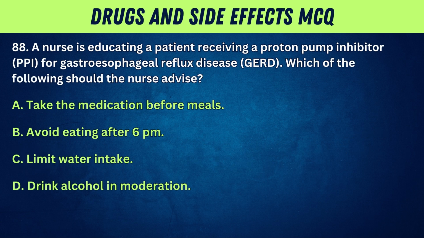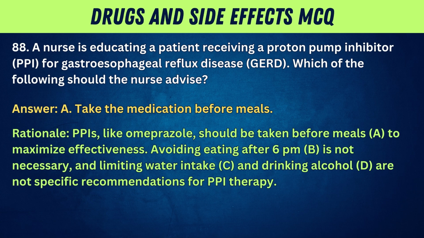88. A nurse is educating a patient receiving a proton pump inhibitor, PPI, for gastroesophageal reflux disease, GERD. Which of the following should the nurse advise? A. Take the medication before meals. B. Avoid eating after 6 p.m. C. Limit water intake. D. Drink alcohol in moderation. Answer: A. Take the medication before meals. Rationale: PPIs like omeprazole should be taken before meals to maximize effectiveness. Avoiding eating after 6 p.m., limiting water intake, and drinking alcohol are not specific recommendations for PPI therapy.